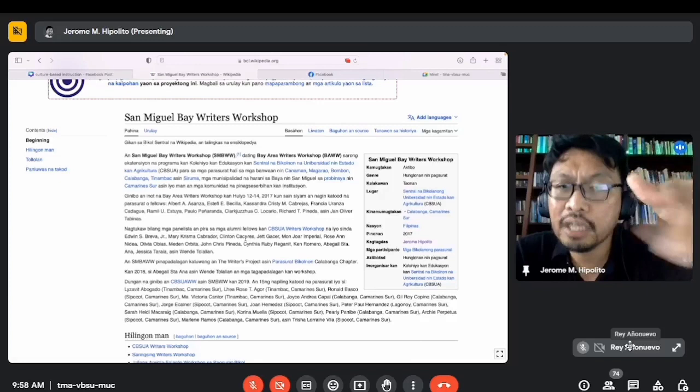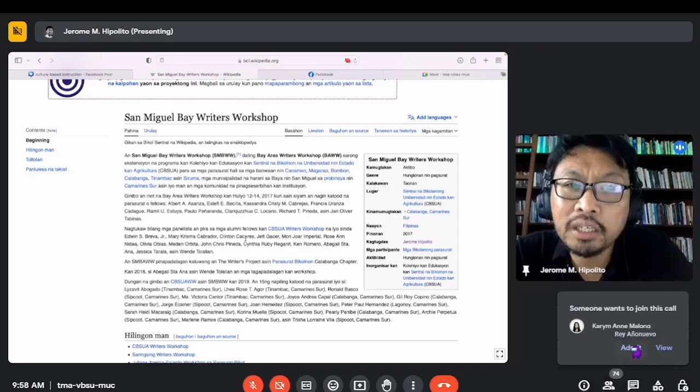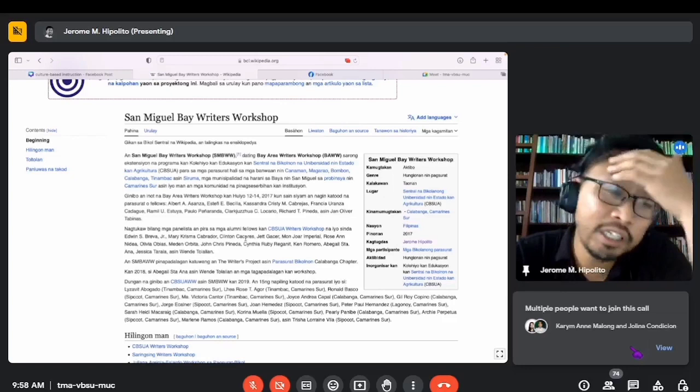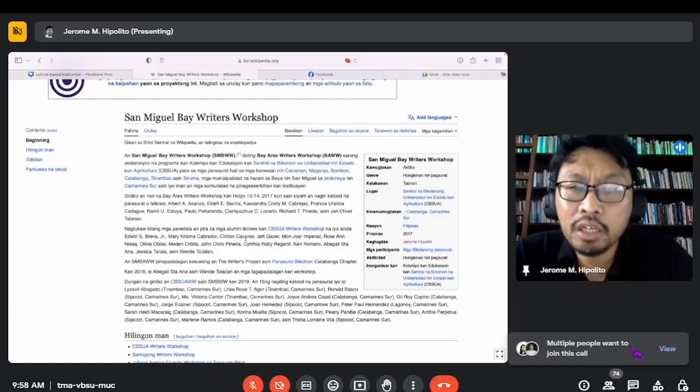But the San Miguel Bay is more inclusive, because even Mercedes in Camarines Norte and Daet belong to the area, the San Miguel Bay area. So in our second year, we called the workshop the San Miguel Bay Writers Workshop.